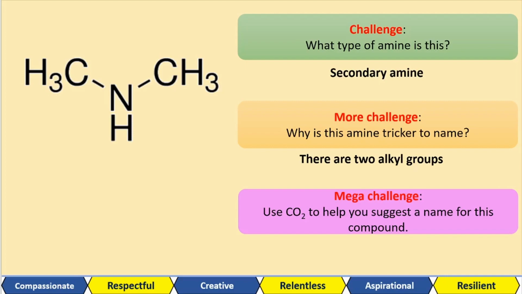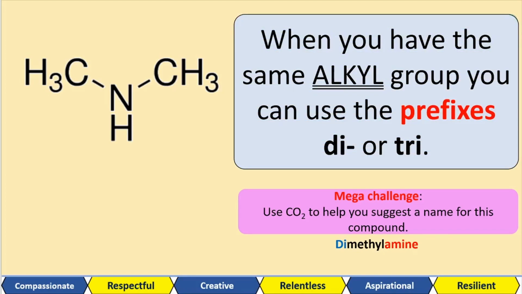So let's think. CO2 is carbon dioxide. We have 2 methyl groups, so dimethyl. You already know what this should be. It should be dimethylamine. So let's summarize some of this. When you have the same alkyl group, you can just use the prefix di, tri, all of that, okay? This is only when you have the same alkyl group. We don't have to complicate the name.